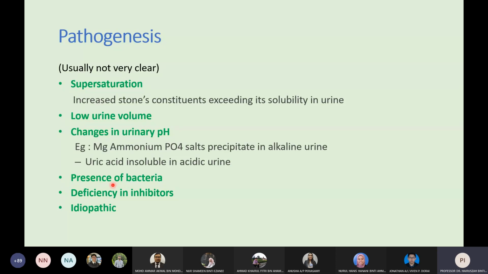Of course, another factor is the presence of bacteria. When bacteria are not treated well and don't clear up, they provide a nidus, a focus, where undissolved minerals can set up on top of the bacterial focus. Metabolic disease is not common, but as I said, the majority we cannot explain. We call it idiopathic. In medicine, when you don't know the cause, you call it idiopathic.